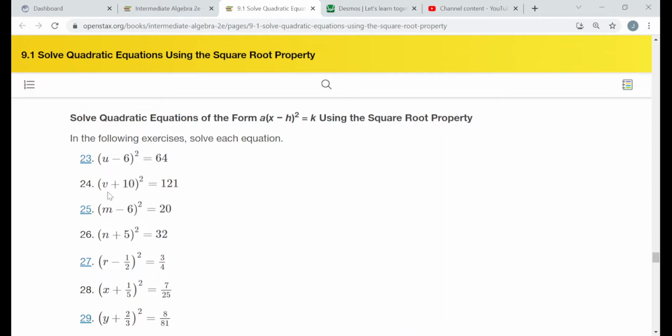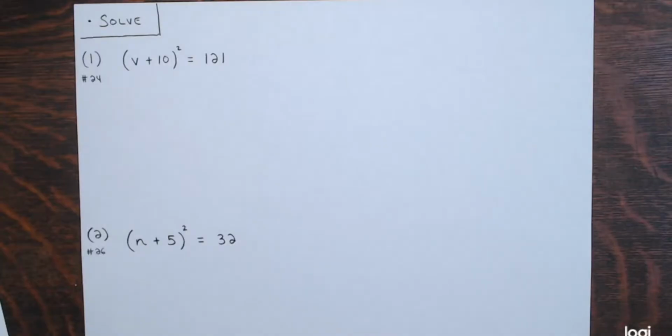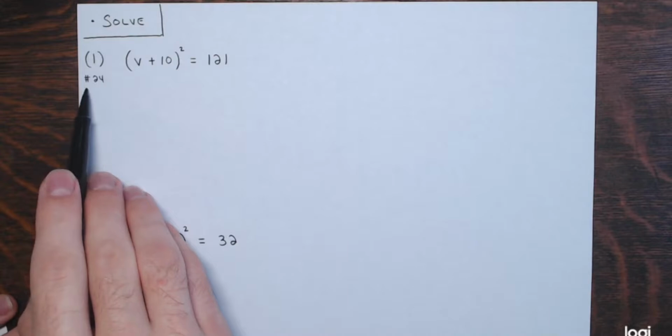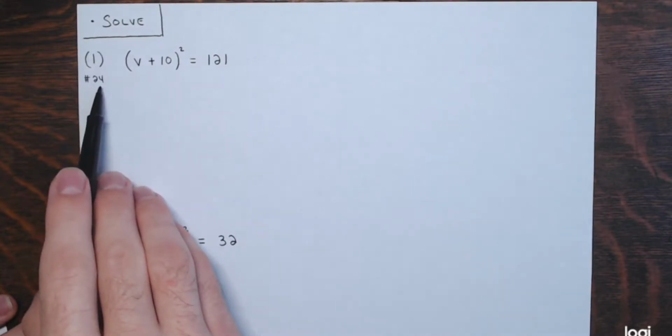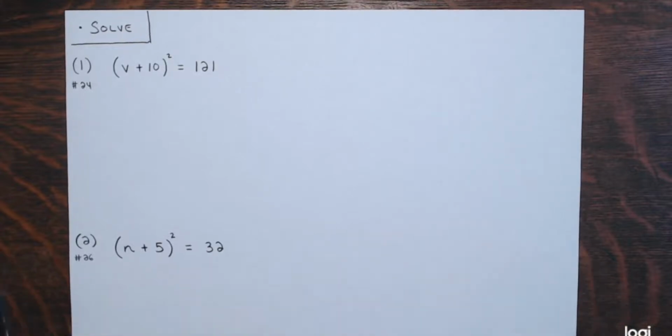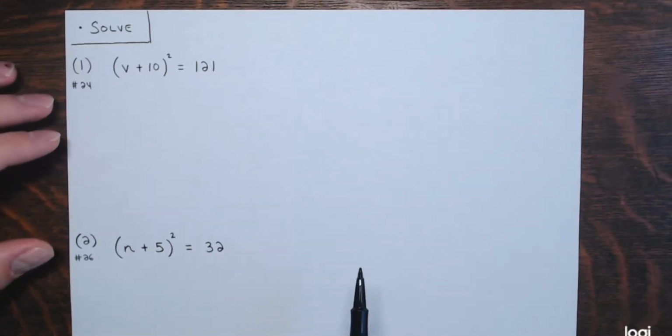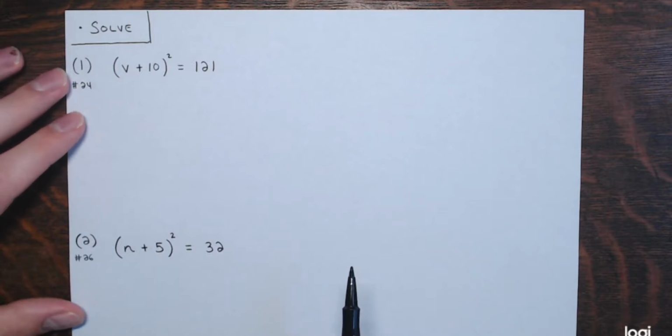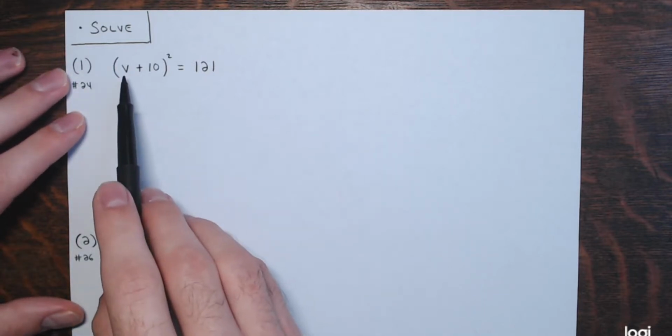Alright, so the first question is going to be exercise 24. I have these written out as you saw earlier. So again, this is example 1, number 24 from the textbook. And we're asked to solve, right? Just solve and simplify our solutions. We're trying to find, just like any other equation solving, values that I can replace the variable with to make a true statement.